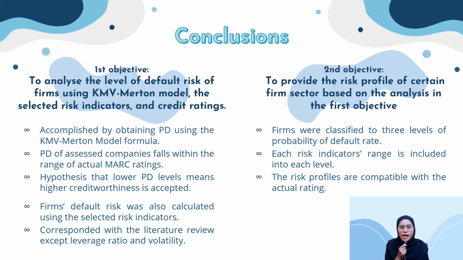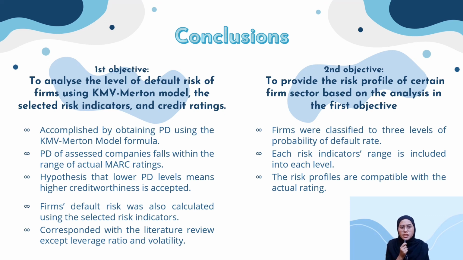A firm with relatively high liquidity ratio, ROA, and cash, and big firm size is inclined to have lower default risk. Hence, these risk indicators corresponded with the literature review. However, there are firms that have high leverage and high volatility, but have low PD and vice versa. Thus, leverage ratio and volatility do not reflect firms' default risk.